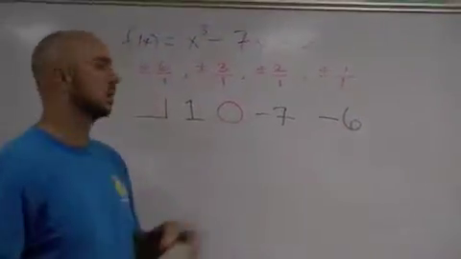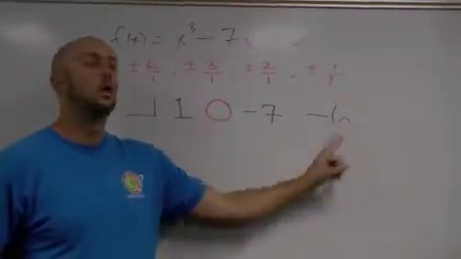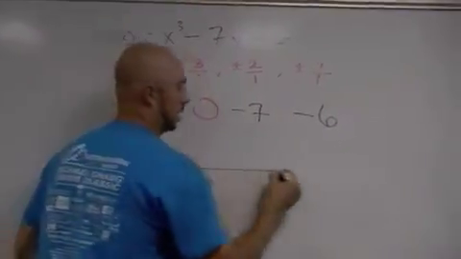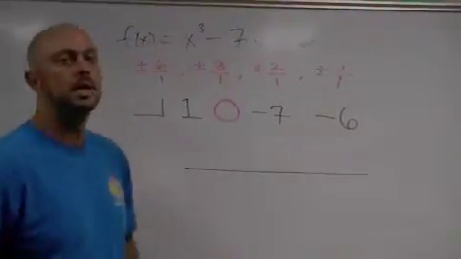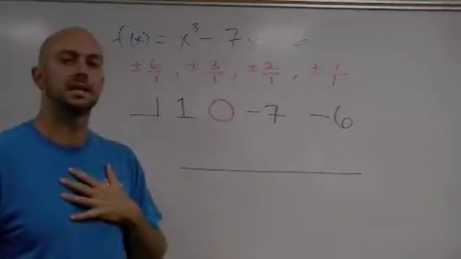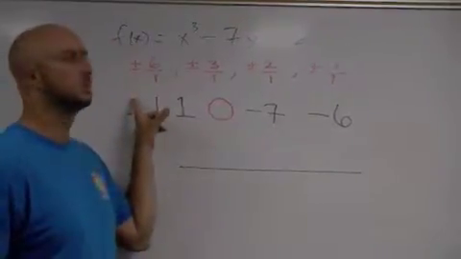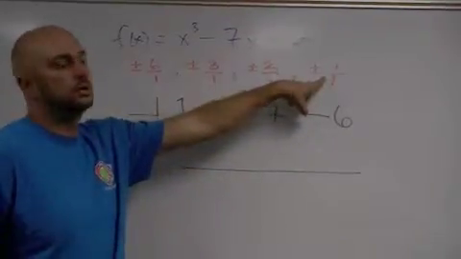We're going to list the coefficients. We're going to build a little tree house. We're going to leave a space, and we're going to put a line. That's the basic setup of synthetic division. We're going to build some factors here. We're going to test numbers. Let's test 1. Let's start at the bottom.